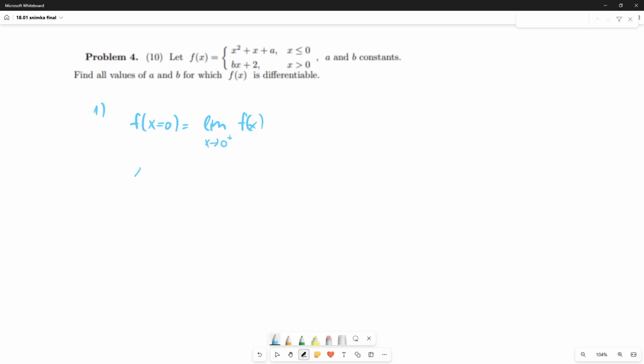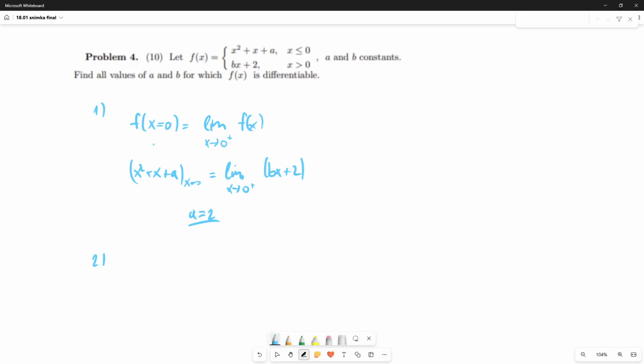So, x squared plus x plus a at the point where x is equal to 0 must be equal to the limit where x goes to 0 from the right-hand side of bx plus 2. That leaves a is equal to 2.